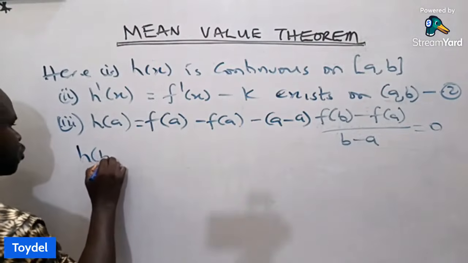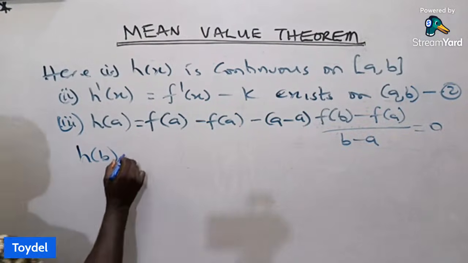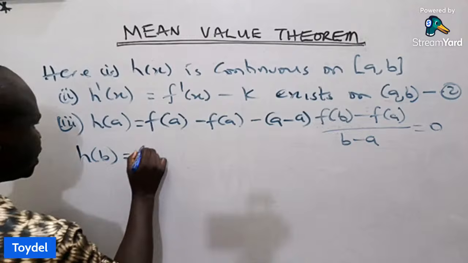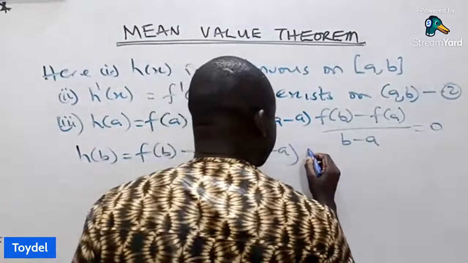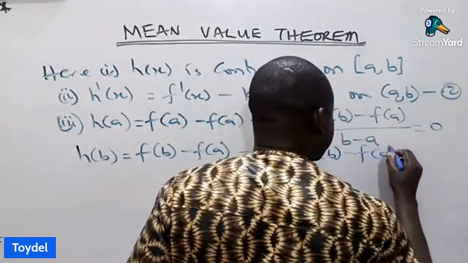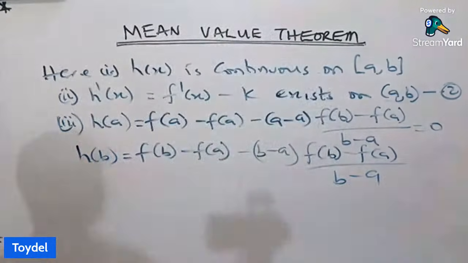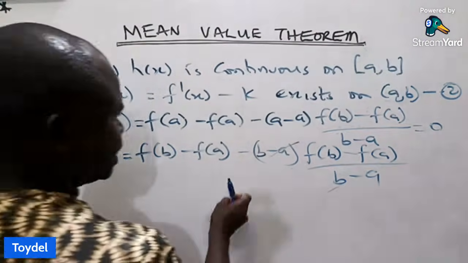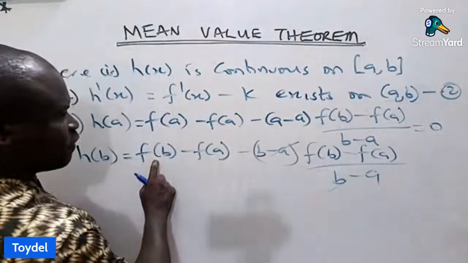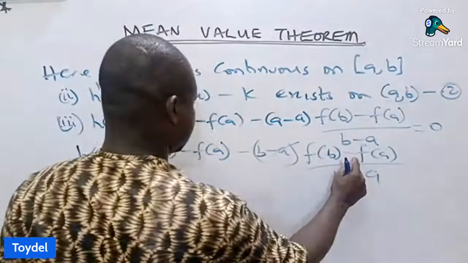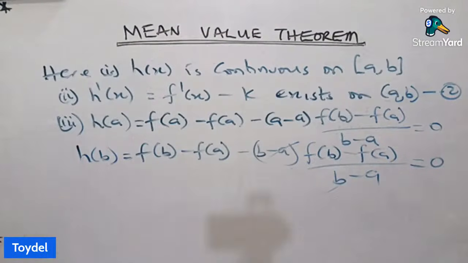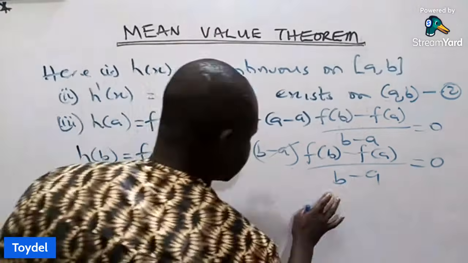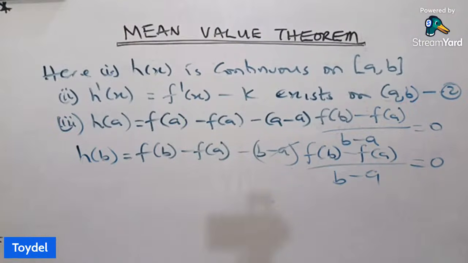Then when we substitute for h of b from that formula, this will be f of b minus f of a minus (b minus a) into bracket f of b minus f of a all over b minus a. If you look at it very well, b minus a will cancel b minus a here. And at the end of the day, this minus will control everything here. So f of b minus f of b, the minus is plus. The minus f of a plus f of a will also be equal to 0. Let's follow the steps. So h of b will also be equal to 0.